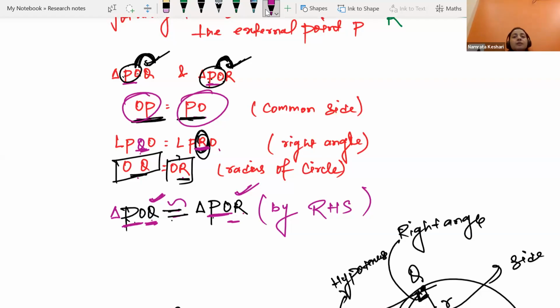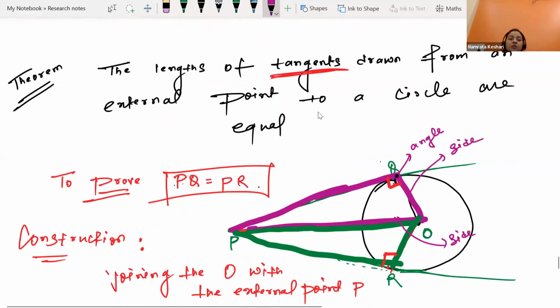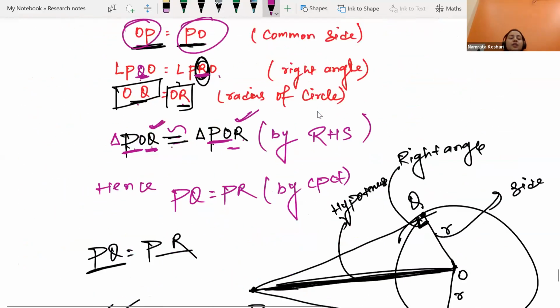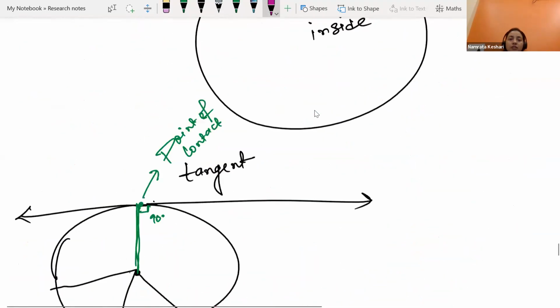What we have to do here is say that both the tangents' lengths are the same. Now we will be able to say, hence, PQ is equal to PR by CPCT. Is it crystal clear to all of you? Yes, ma'am. Yes. Yes. So like this we will be proving this theorem. Okay, now we will start solving the question.